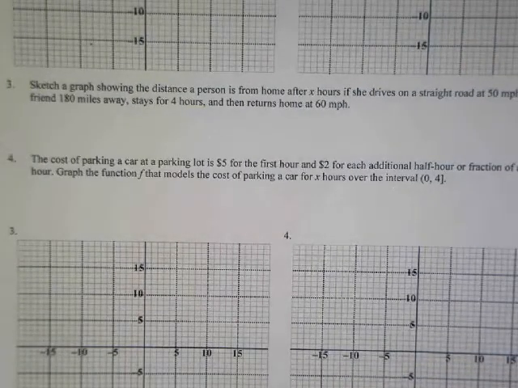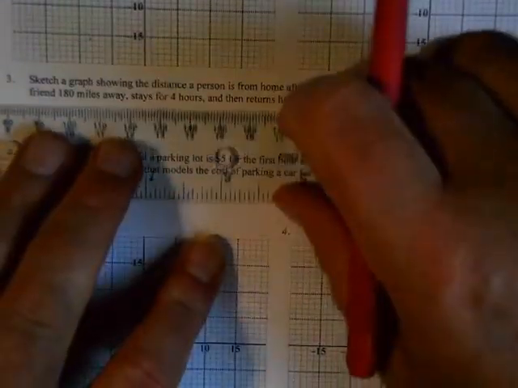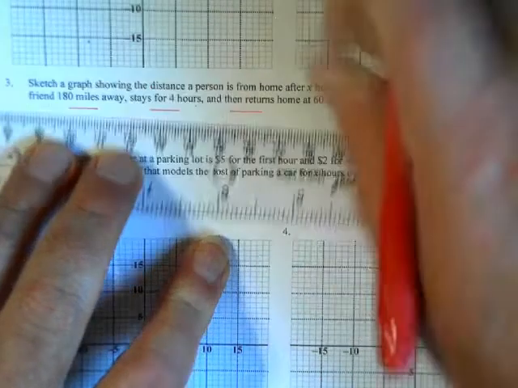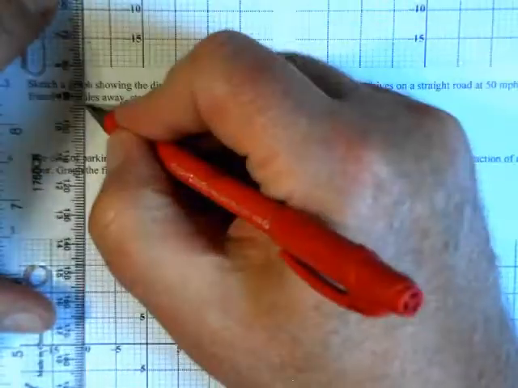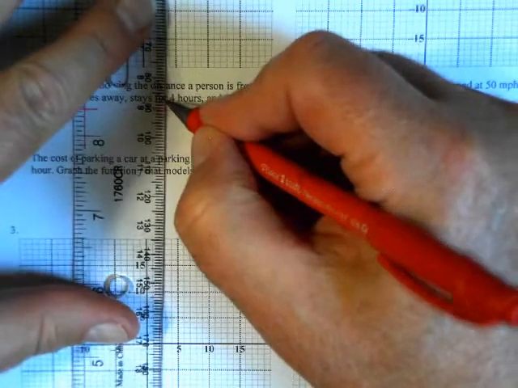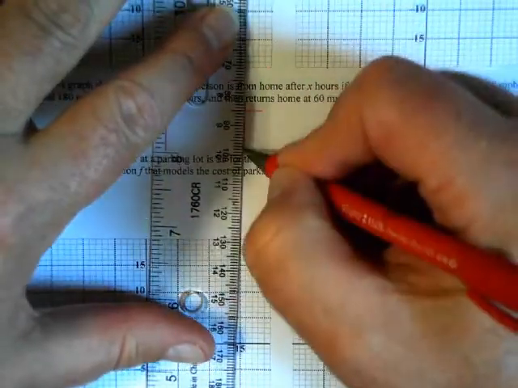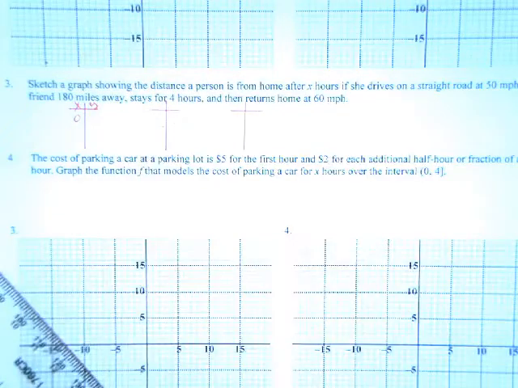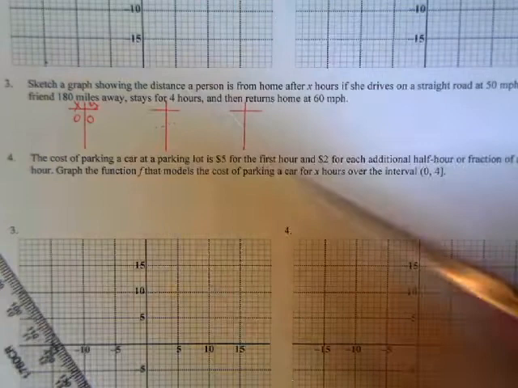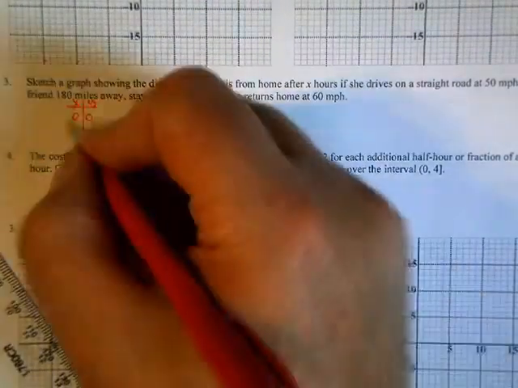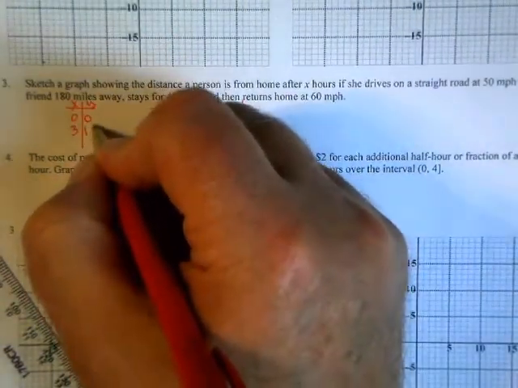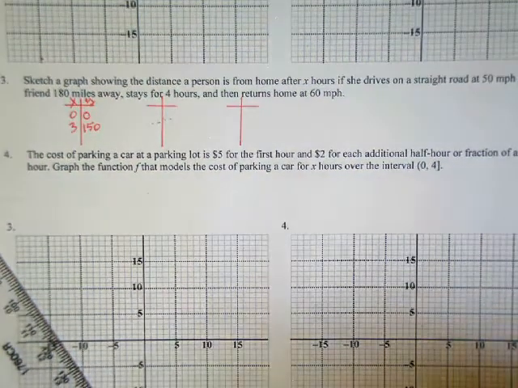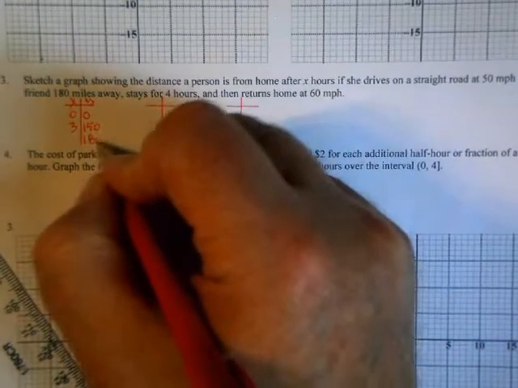So let's do, again, some T-charts. T-charts make things easy, and I'm going to do 3 of them because there's 3 different intervals, if you will, for this person's travel. Now, of course, they started out at 0 time and 0 distance. Now, after 3 hours, they've gone 150 miles. To go 180 miles will take 3.6 hours.